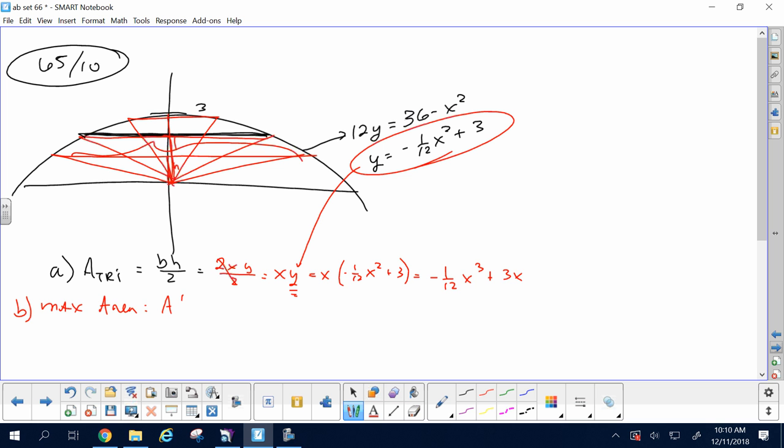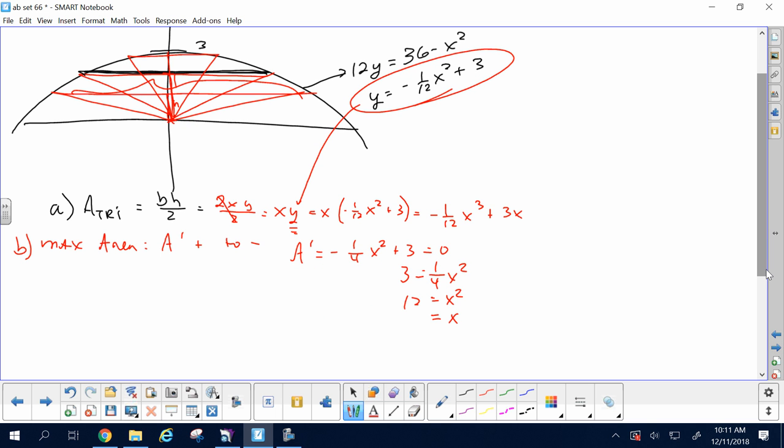goes positive to negative. So A prime is negative 1/4 x squared plus 3. Let's find the critical numbers. There's no undefined points. It's a parabola, so there's no undefined points. So something like that, which means 3 equals 1/4 x squared, which means x squared is 12. So I'm feeling x plus or minus, but let's just go with the positive square root of 12, or 2 root 3.